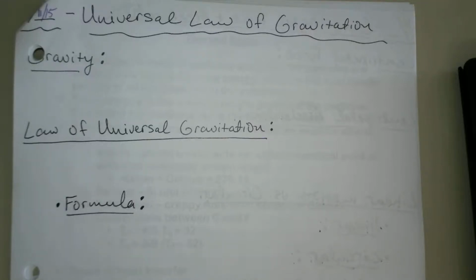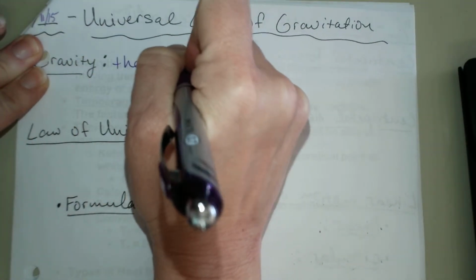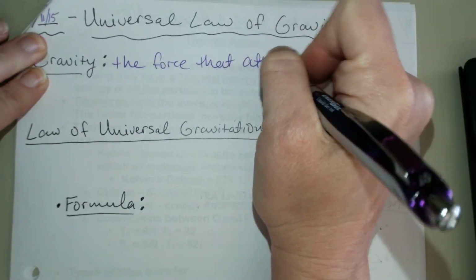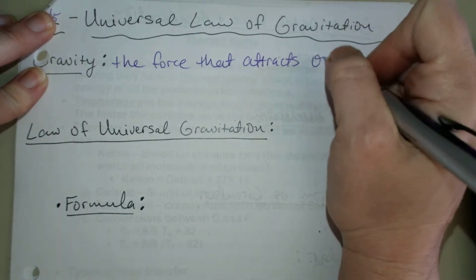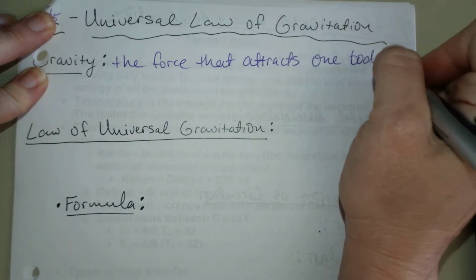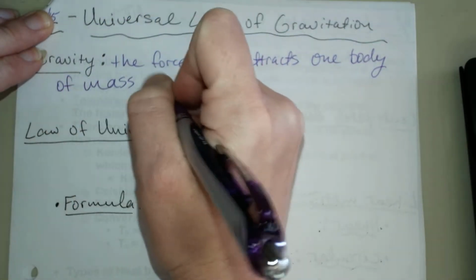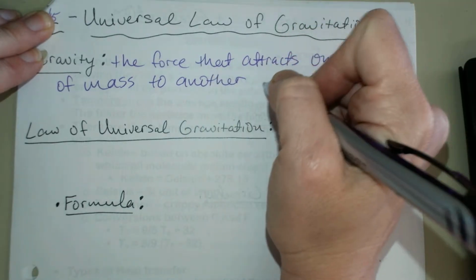All right, so gravity. We're going to talk about the universal law of gravitation today. Gravity is the force that attracts one body of mass to another body of mass.